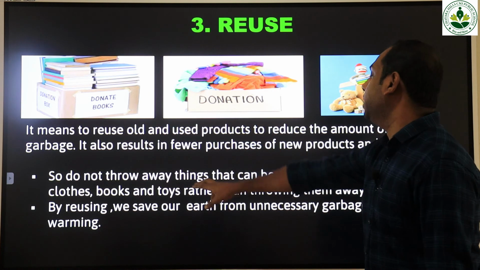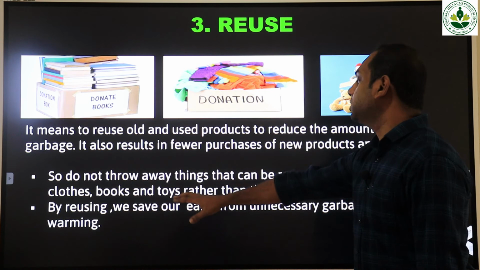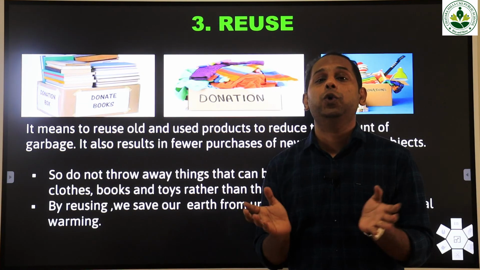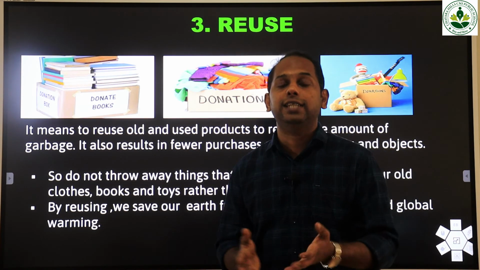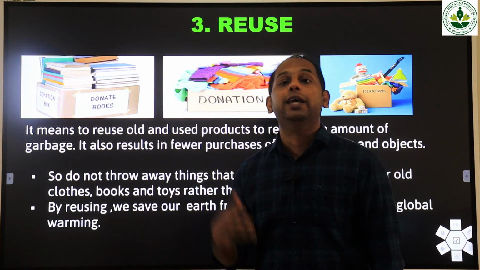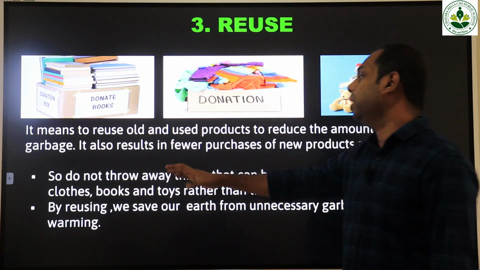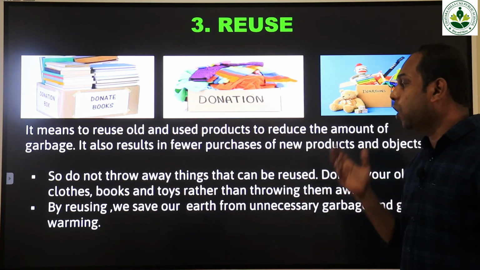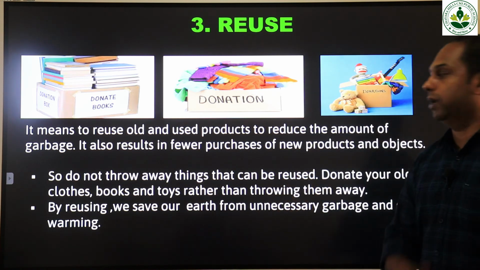So do not throw away things that can be reused. Donate your old clothes, books and toys rather than throwing them away. To practice reuse, we can donate our old things like old clothes or used books to the needy people. This is how we can practice reuse in our life. We should not throw away things that can be reused. We can donate our old clothes, books and toys rather than throwing them away.